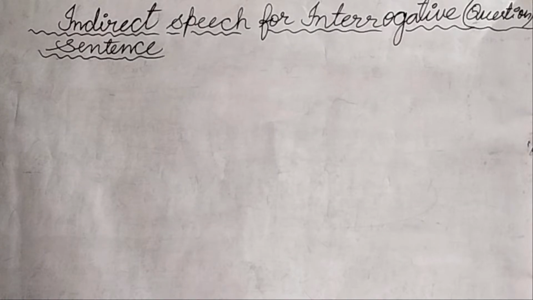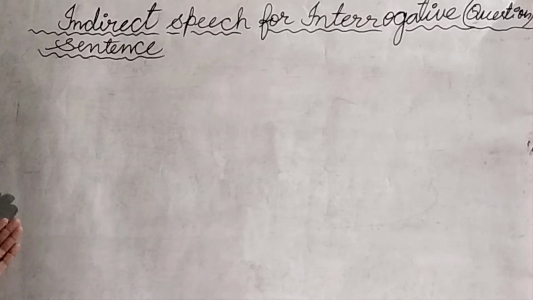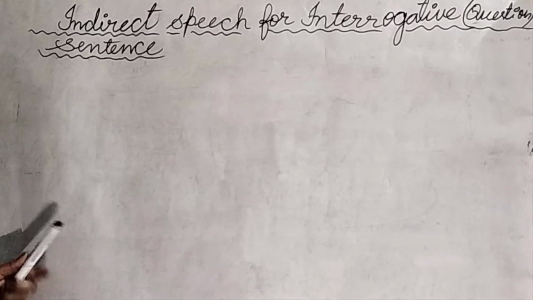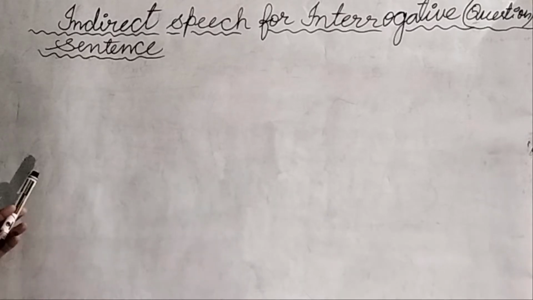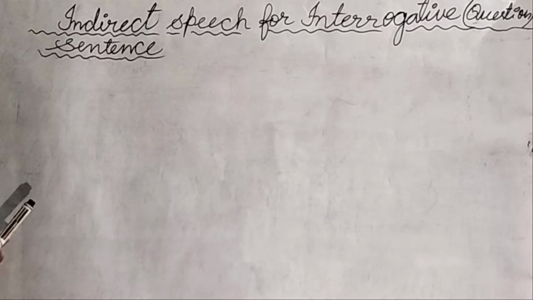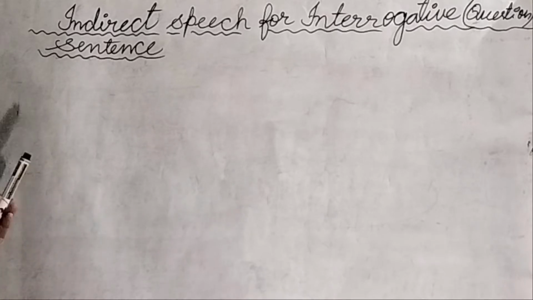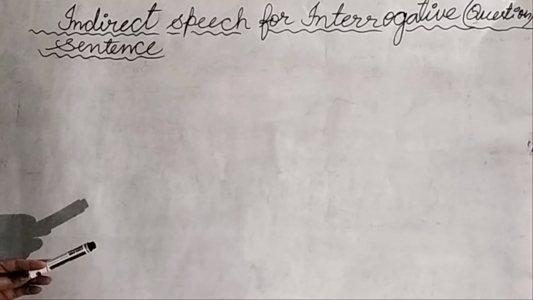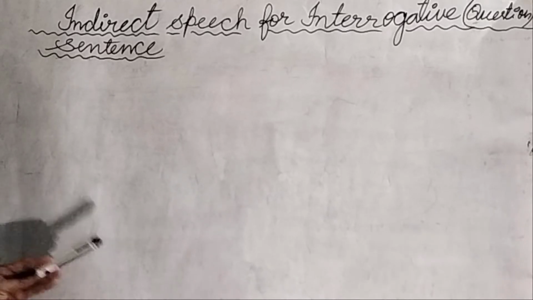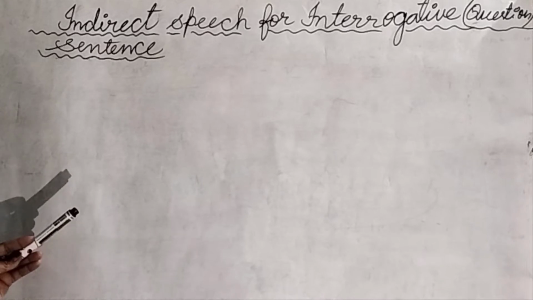First of all, we need to know how to change direct into indirect: WH questions and yes or no types of questions. For changing interrogative question sentences into indirect speech, we have to observe the nature of the questions and then change them into indirect speech according to its rules.